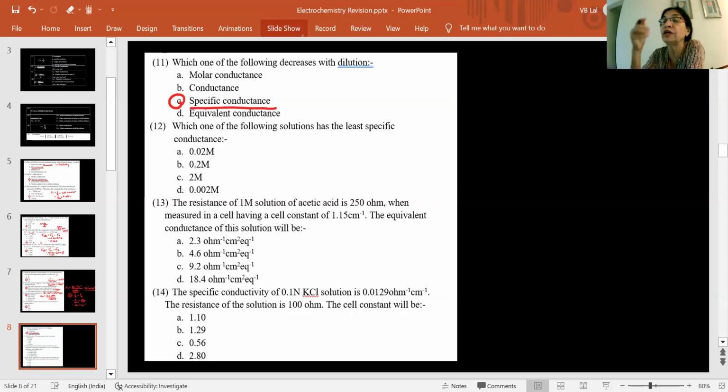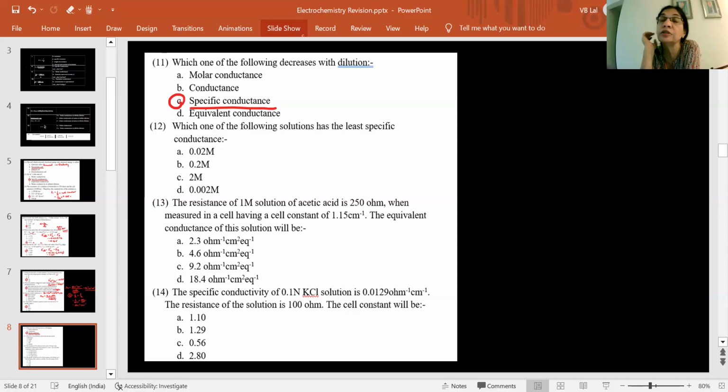Why? Because what is specific conductance? It is the conductance of all ions present in 1 centimeter cube of the electrolyte. So if I make the solution dilute, the number of ions in 1 centimeter cube of the electrolyte will reduce, and so specific conductance will reduce. Then which of the following solutions has least specific conductance? Specific conductance directly depends on the dilution. More dilute solution means lesser. It's directly proportional. So more dilute means less specific conductance.